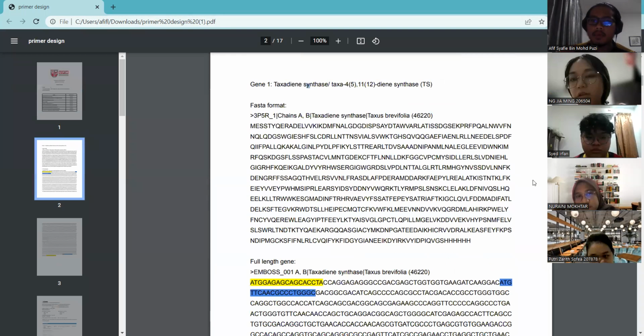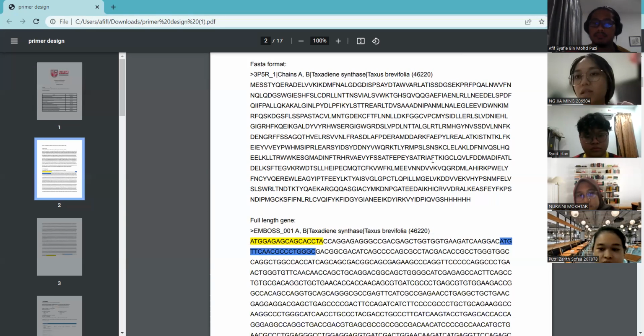Okay, thank you, Afif. So for our first group, we chose the taxadiene synthase, also known as TXS, like the name shown in the slide. In short, we call it TS. So first, how do we obtain this gene? First, of course, we Google searched for the gene involved in taxol production of Taxus brevifolia. Then we obtained the gene name.